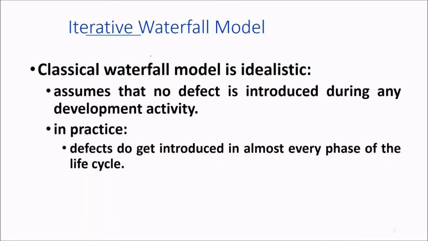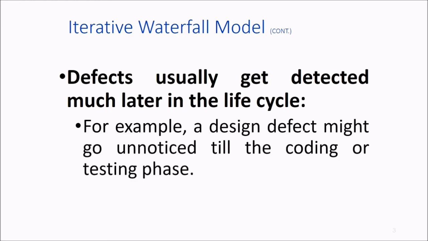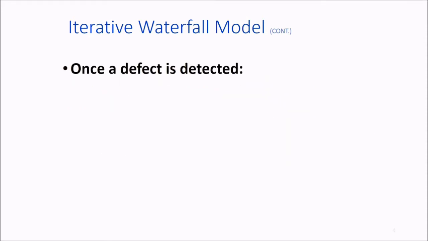It also says that defects will only be found in the testing phase. But in practice, defects do get introduced in almost each phase of the life cycle. This is a reality. Defects usually get detected much later in the life cycle, which is not expected and not agreeable either. For instance, a design defect might go unnoticed until the coding or testing phase. A design failure can cause a project failure.